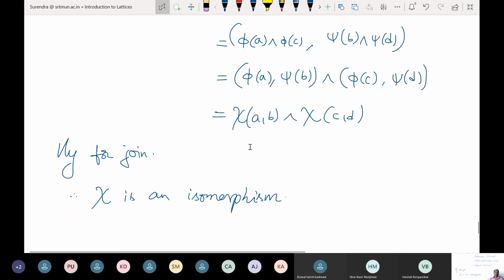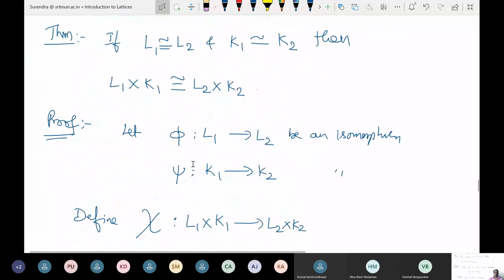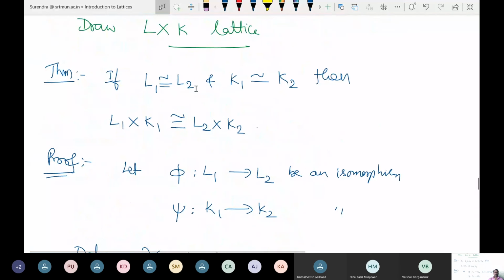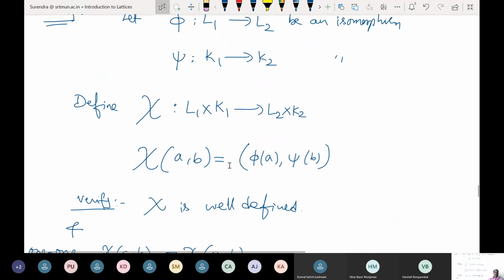So that shows that whenever we have two lattices L1 and L2 that are isomorphic, and K1 and K2 are also isomorphic, then their Cartesian product, or direct product, as lattices, is also isomorphic, right? And you can define this for n of them also, any number; it is not a problem.